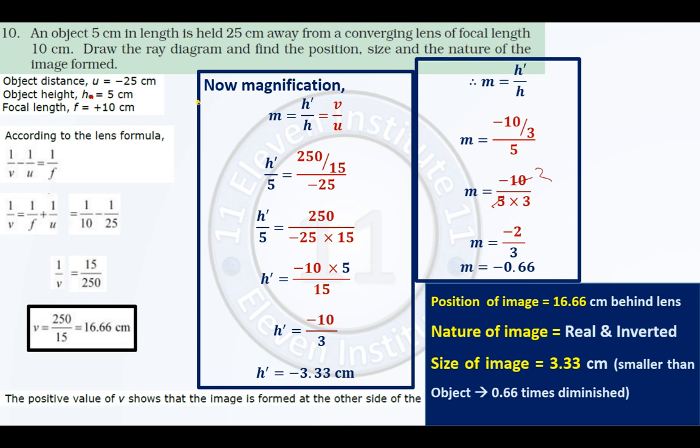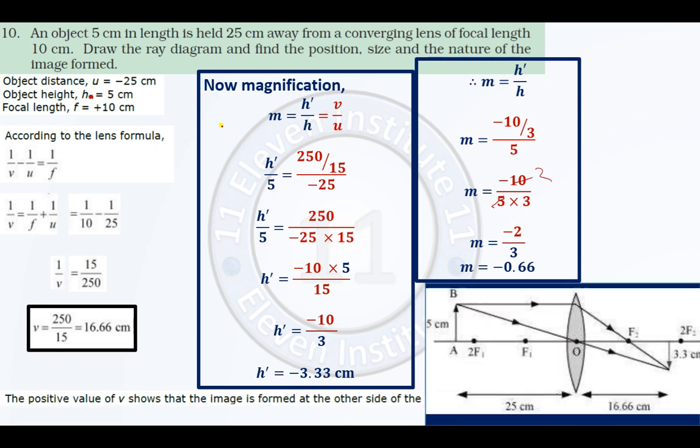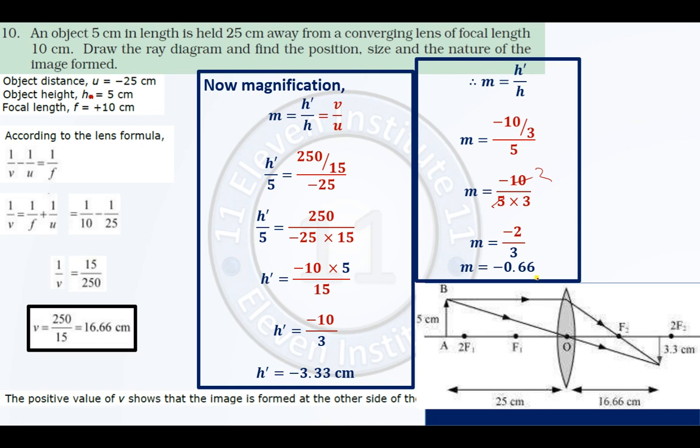So first of all, you have to complete this much. Once you complete writing this much, finally this will be your ray diagram. You can see the object is placed beyond 2f and you get the image between f2 and 2f2.